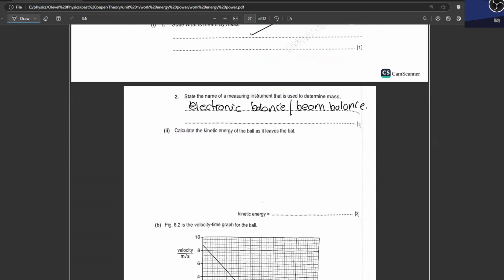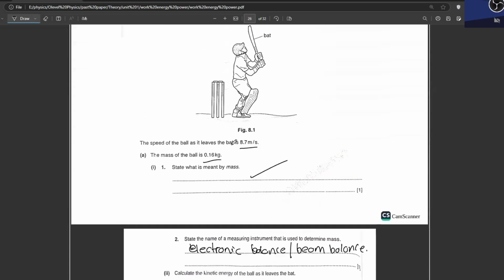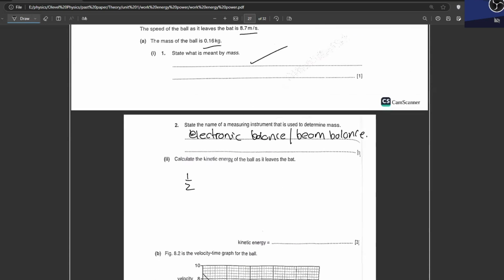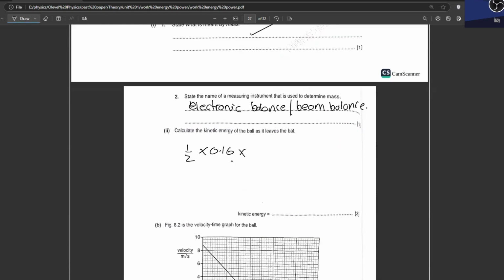Let's further move ahead. Calculate the kinetic energy of the ball: 1 upon 2 into the mass. Mass is 0.16 into the velocity, that is 8.7 square. So 8.7 square into 0.16 divided by 2. This gives you an answer of what? Kinetic energy is 6.05 joules.